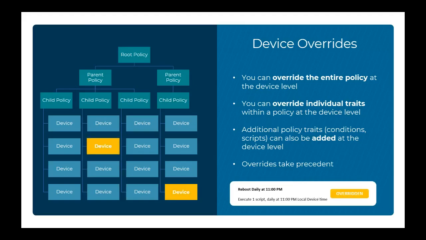So what you might see here is, for example, we have reboot daily at 7 p.m. That's a standard policy reboot option for all of these devices. And then we have a couple that we need to reboot at 11. That's a really simple example, but these devices have device level overrides so that they reboot daily at 11 p.m. instead.